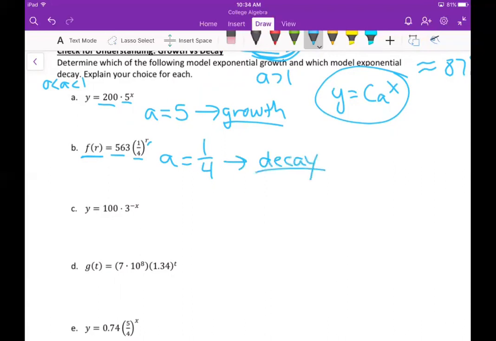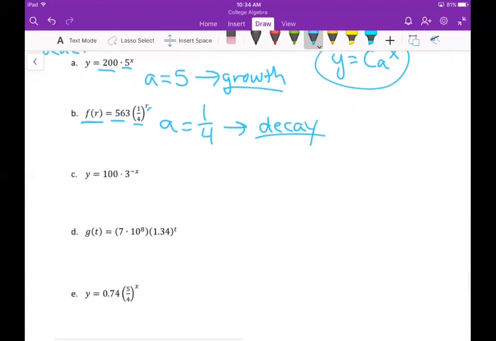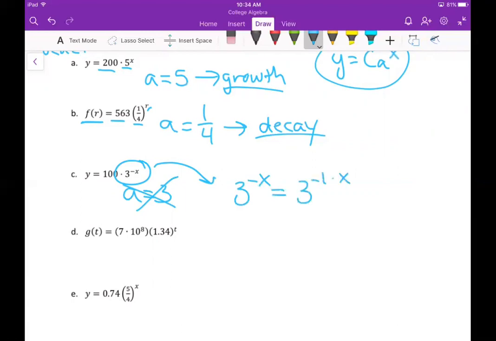Now there will be exponential functions though that don't start with that exponent alone like we're used to seeing. This one has a negative x. We cannot say then that right now that a equals 3. That's not true because a is always what is with x alone. So we need to think about getting that x by itself. 3 to the negative x is the same thing as 3 to the negative 1 times x, which is 3 to the negative 1, then to the x. Remember, power to power, we multiply the powers.